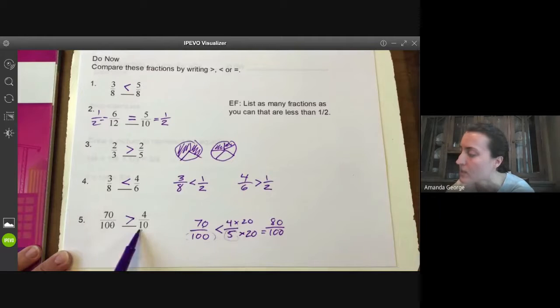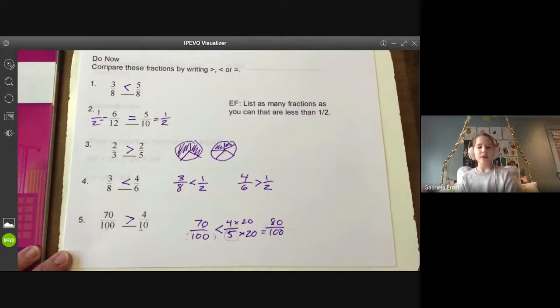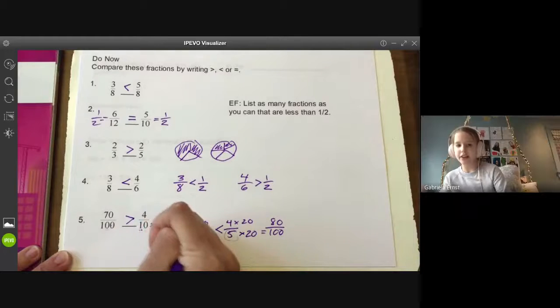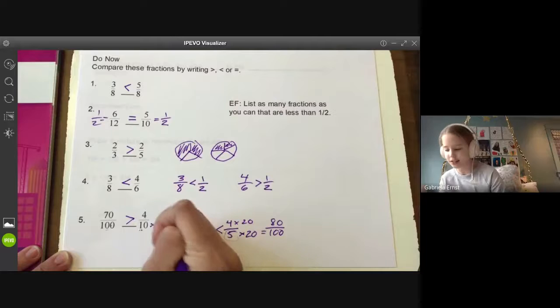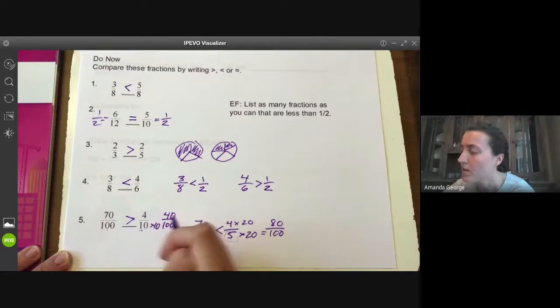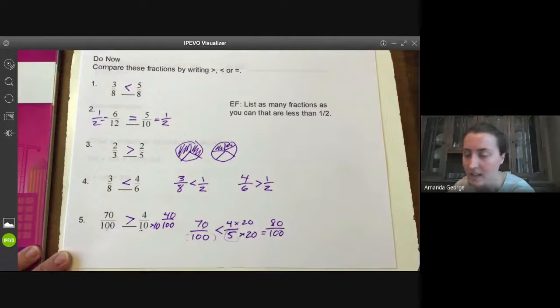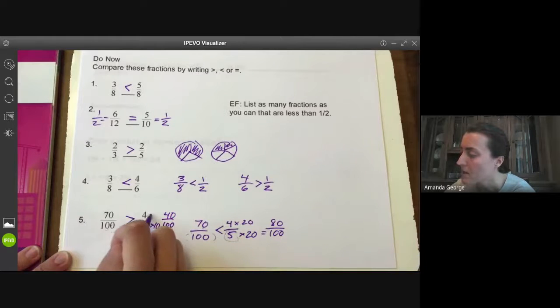Can you go back to this one, Gabby, and tell us how we could use the power of the equivalent fractions rule to help us be sure? So 10 times 10 is 100. Good. And then 4 times 10 is 40. Beautiful. But 40 hundredths is still less than 70 hundredths. Very good. Excellent. And Gabby did multiplication.